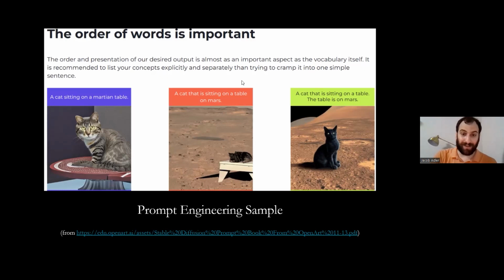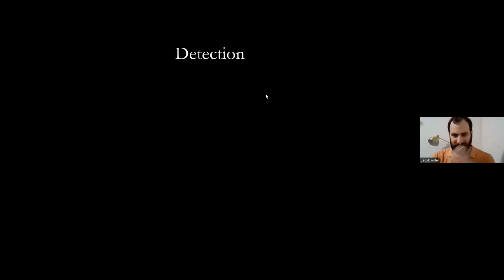Now, the one in the middle, we got this Goldilocks one that's just right. A cat that is sitting on a table on Mars. And that more or less is what you want. So, even very slight differences in language and presentation can have very different effects and results for what you're trying to do with these generative systems. And language is a big thing for how people can determine what has and hasn't been generated this way.